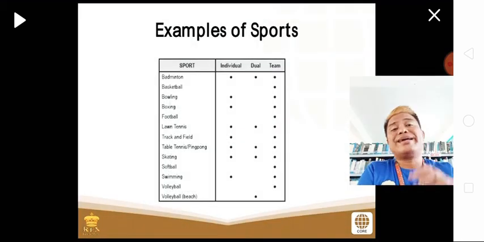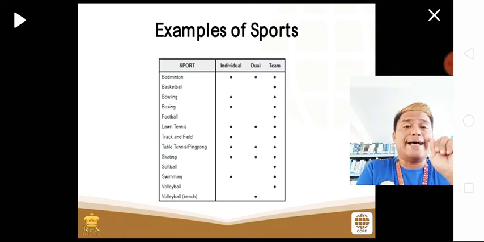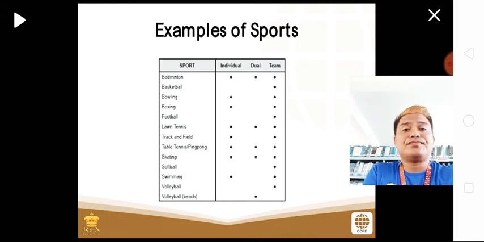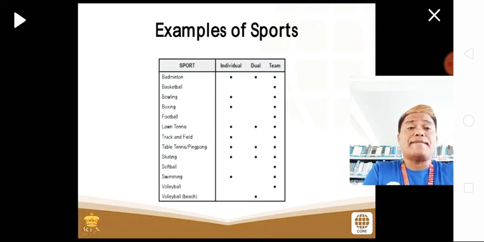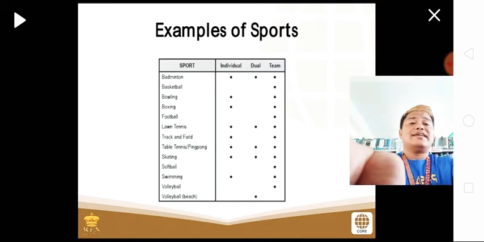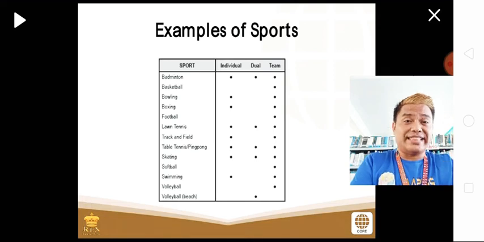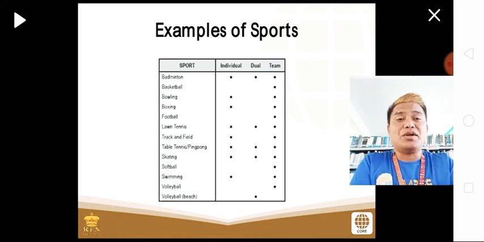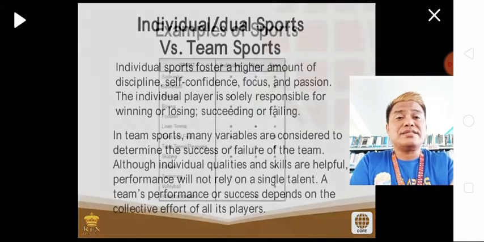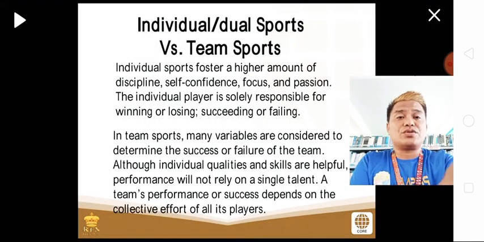So here are our examples of sports. We have badminton. For badminton, where does it belong? Where does badminton belong? Dual, individual, and team. Because badminton can be single, double, or a team. Next, basketball. Basketball is what we call a team sport.